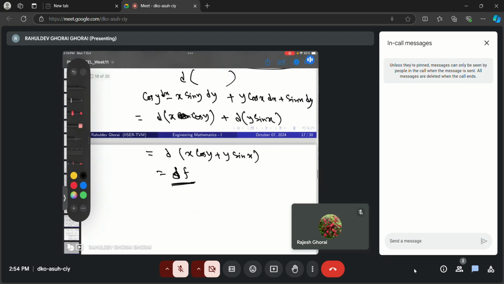So you understand this, right? So how this gets d of x cos y, I will tell you how it is coming. So d of x y will be first dx times cos y, or cos y times dx, plus x times d of cos y, that is nothing but minus sin y dy. So that will be minus x sin y dy. That's how you get cos y dx minus x sin y dy.